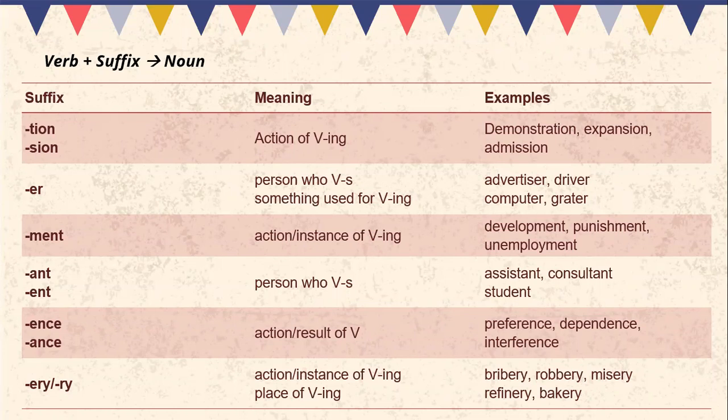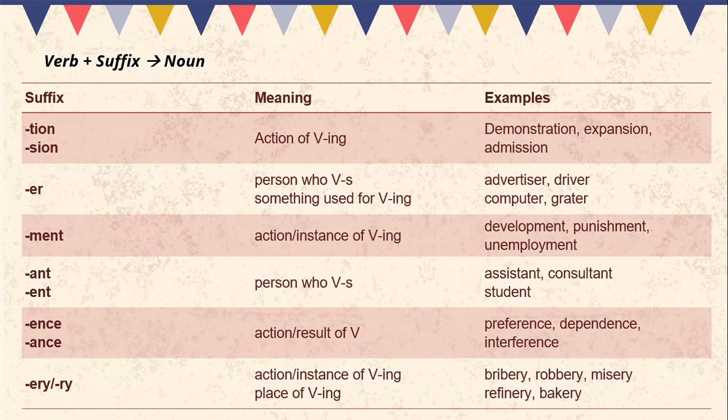Verb plus suffix to form nouns. The first suffix is ion, meaning action of or being, examples: demonstration, expansion, and admission. At the second, suffix er, meaning person who or something used for, examples: advertiser, driver, computer, and greater.